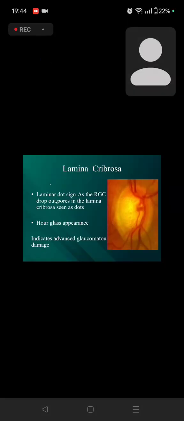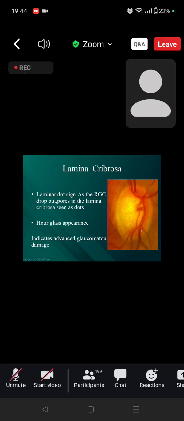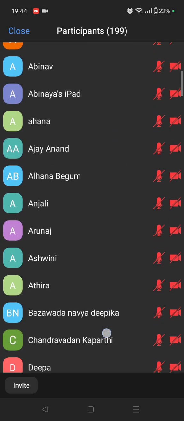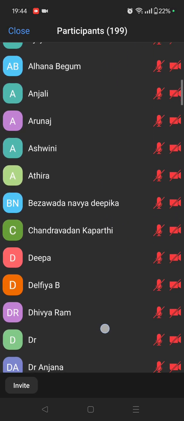Then coming to lamina cribrosa. So in the lamina cribrosa, we have some pores through which the optic nerve is going to pass. And when the retinal ganglion cells are getting dropped out, these laminar dots will be seen very clearly. So that is called laminar dot sign. And in advanced stages, these laminar dots are more prominent in the superior and inferior quadrants, giving an appearance of an hourglass. So we have completed the disc changes.